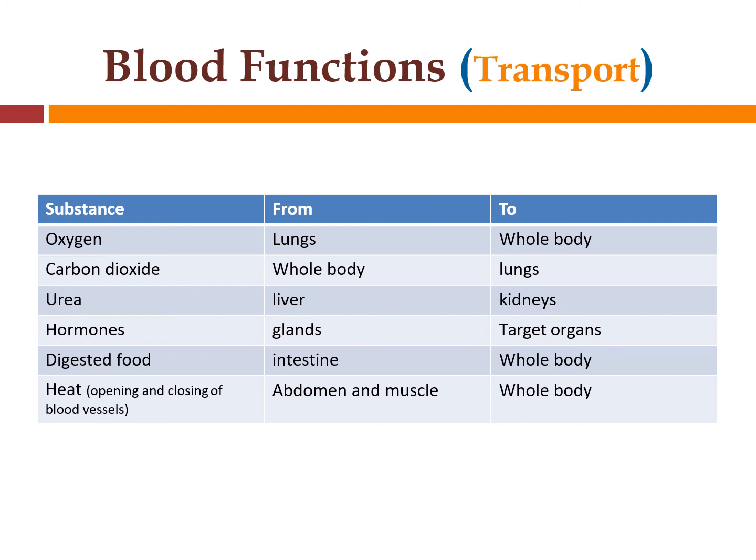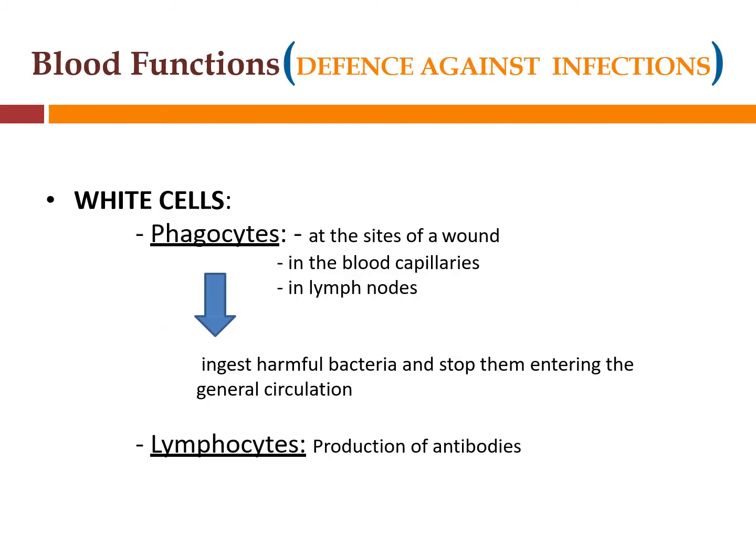What exactly does blood transport? It transports oxygen, carbon dioxide, urea, hormones, digested food, everything in our body. It can transport from one part of the body to another. White blood cells are responsible for defense against infections. You don't have to memorize each of these phagocytes or lymphocytes. Just know that white blood cells are responsible for defense or fight against infection.